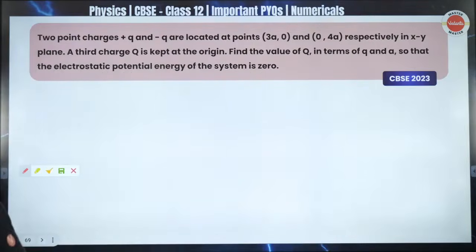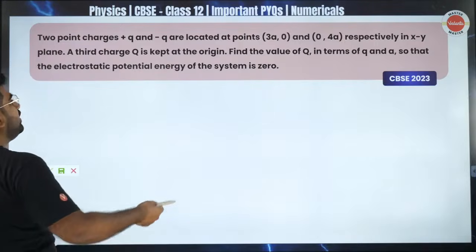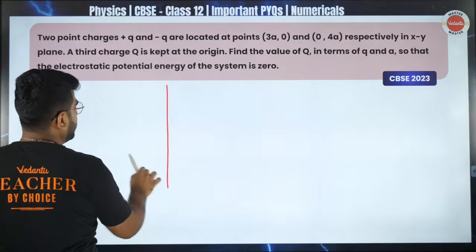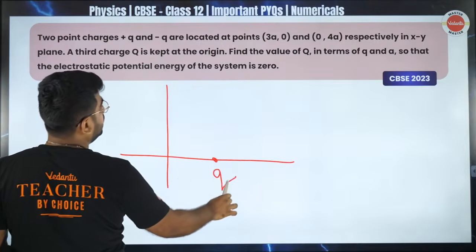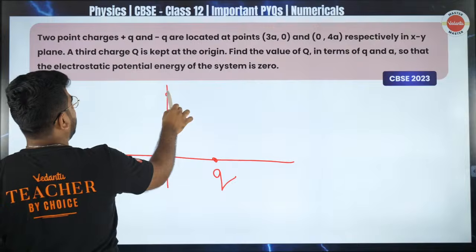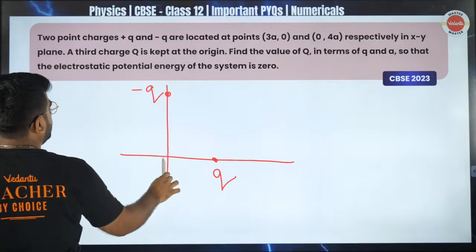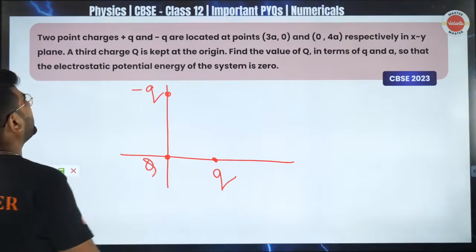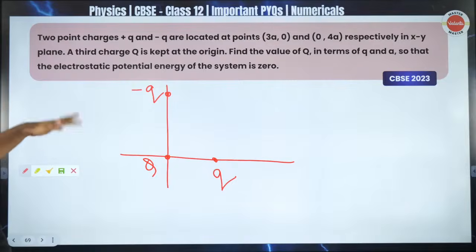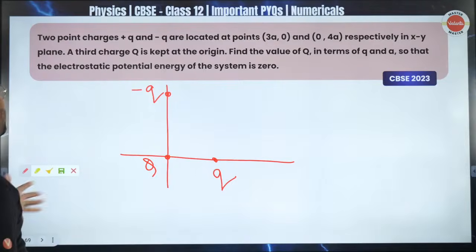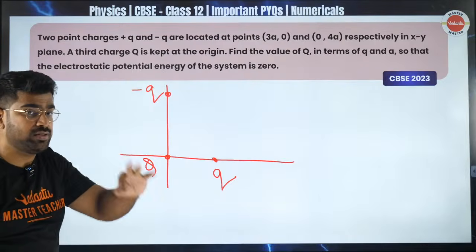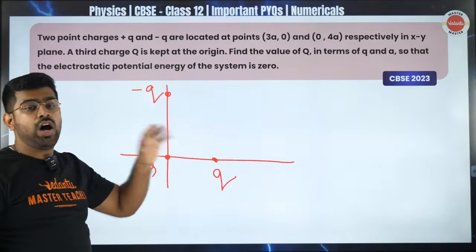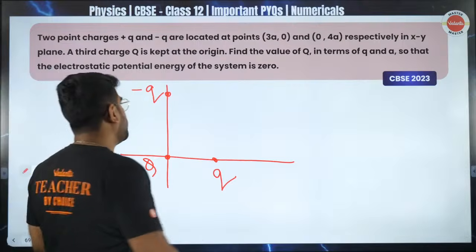Great. So we are almost done. These are the last few questions. Here a charge q is at 3a, 0 and a charge minus q is at 0, 4a. What should be kept here so that the potential of the system is 0? Potential energy. There are 3 particles, so how many interactions? 3 interactions.